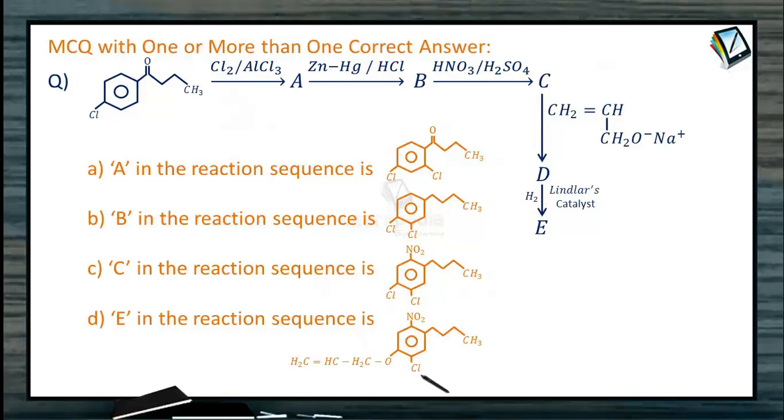And the next question is an MCQ with one or more than one correct answers. So in this reaction, B and C are the answers. A and D are wrong. Now let us see the sequence of reactions involved.